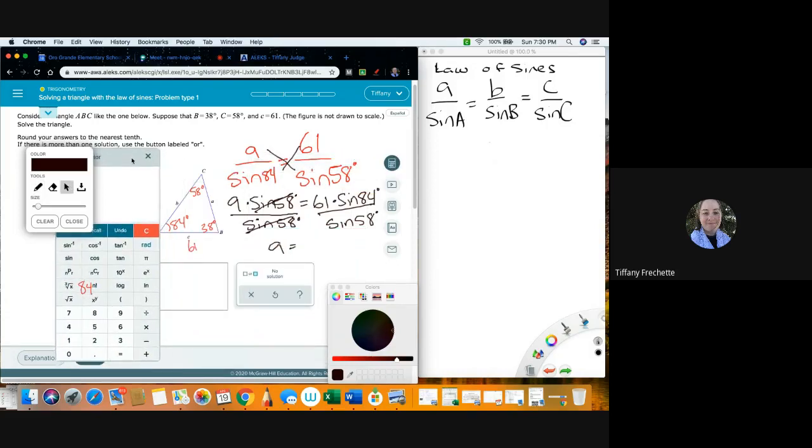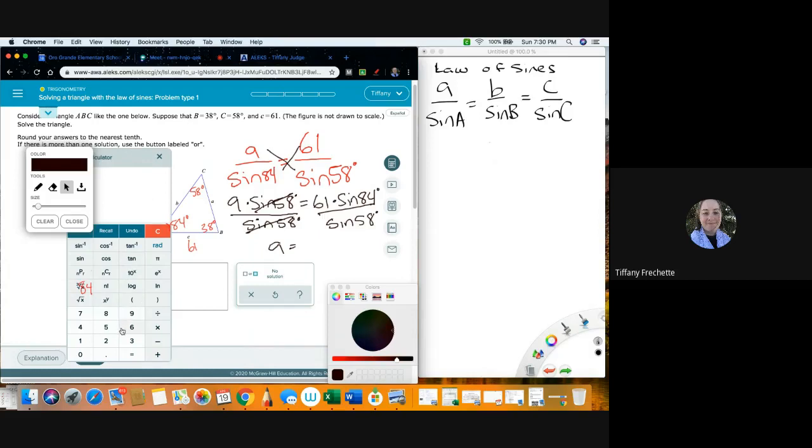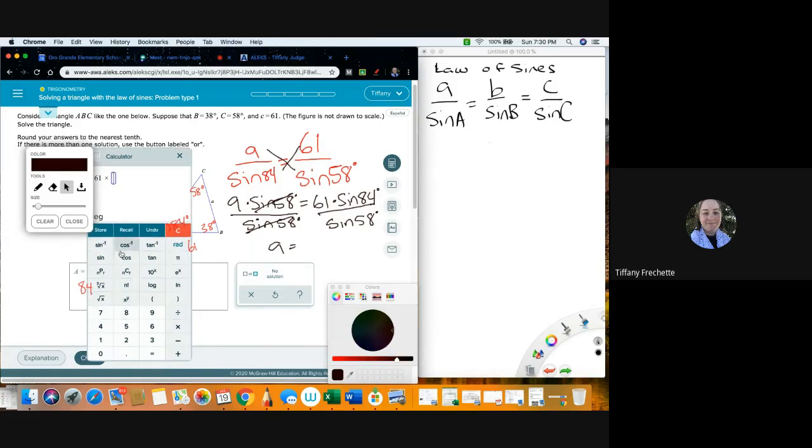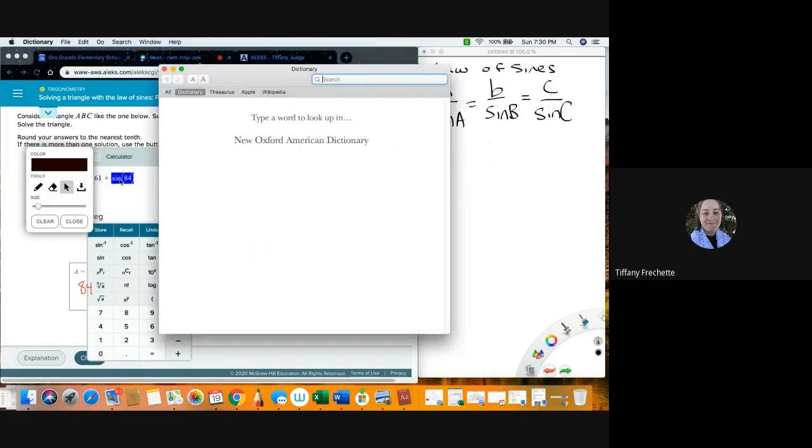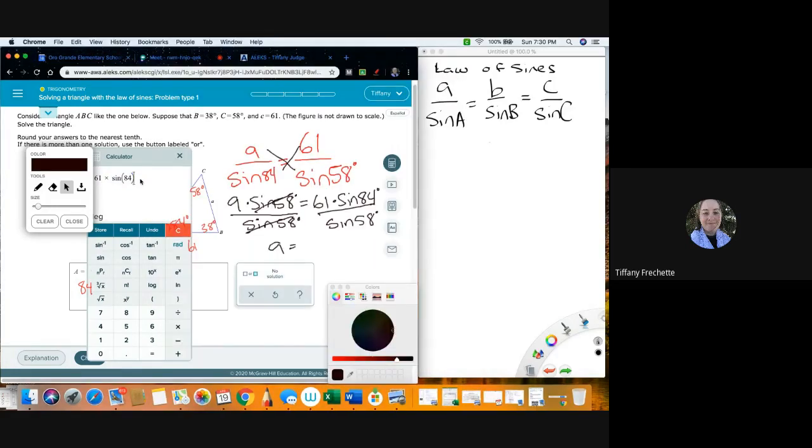Let's bring the calculator over here. And we have 61 times sine 84. I'm going to press my arrow over just so that I'm on the outside of the parenthesis, and highlight the whole thing, and then I'm going to hit divide. The reason I highlighted the whole thing is because I want to divide the whole thing by the sine of 58. If I didn't highlight the whole thing, it would have only divided the sine of 84. So I want to make sure I divide the whole thing, and I'm going to hit equals.